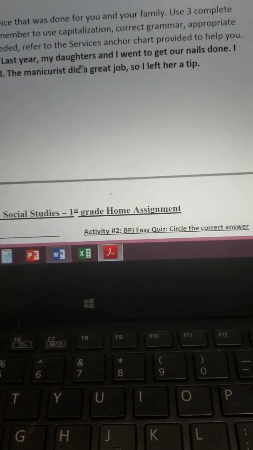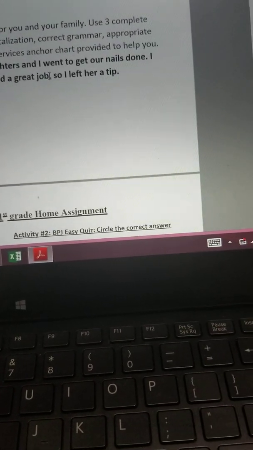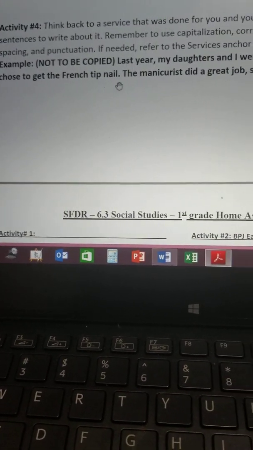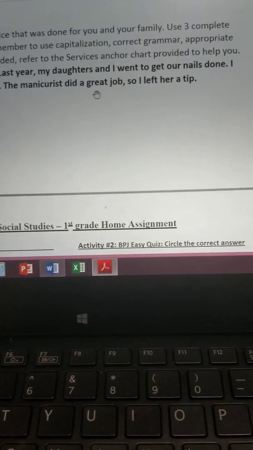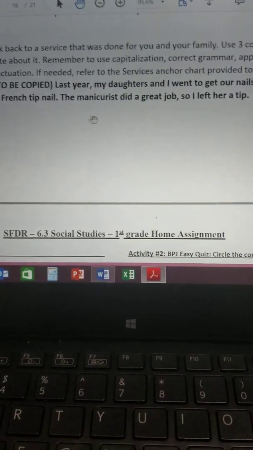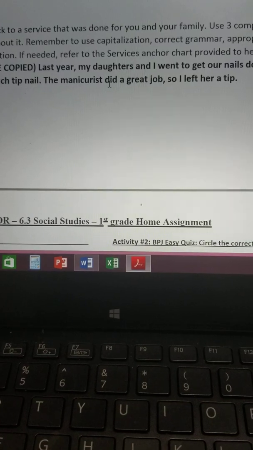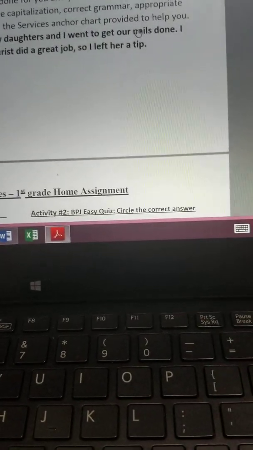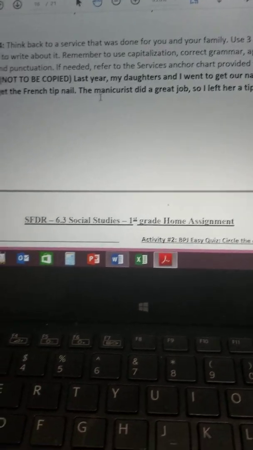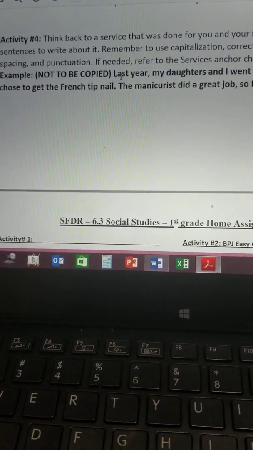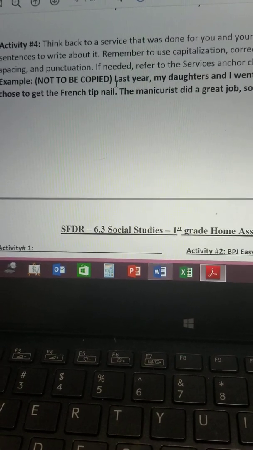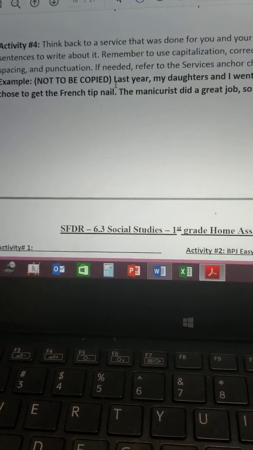Last year, my daughters and I went to get our nails done. I chose to get the French tip nail. The manicurist did a great job, so I left her a tip. Okay, so in this case, what was the service? Getting the nails done, right? By the manicurist. So that's what they were talking about. So you're going to think of a service that you've gotten or your family has gotten and write about it.